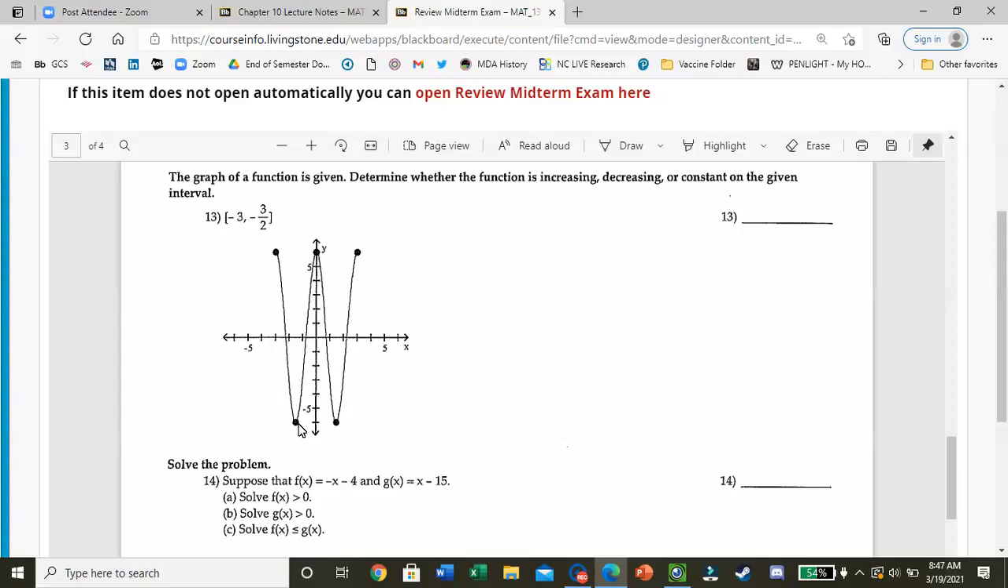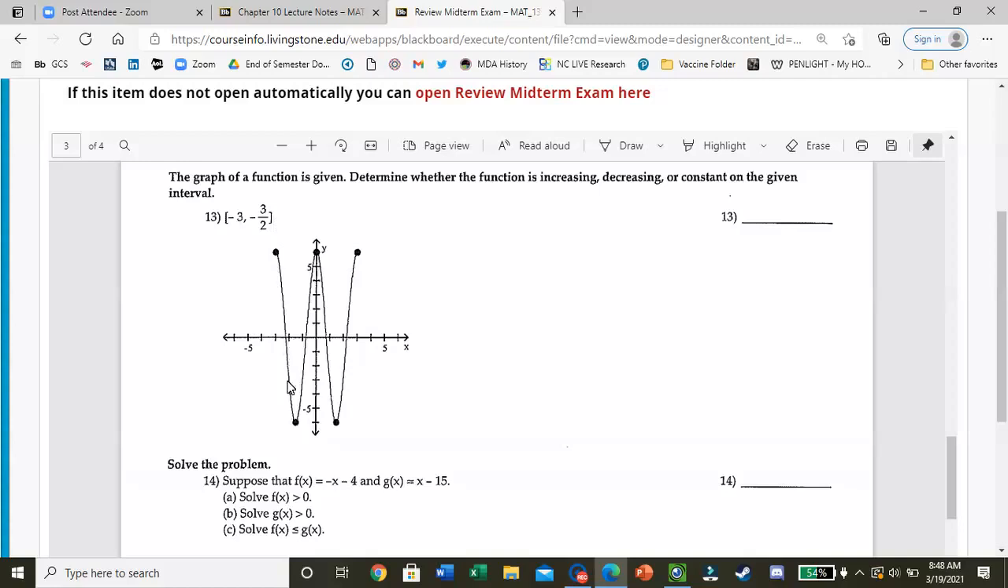But let's go a little bit further. How do we know that we're looking at that particular side? Because they give you this interval. This is basically like the domain, the x interval. These are your x values that you're looking at, from -3 to -3 halves.